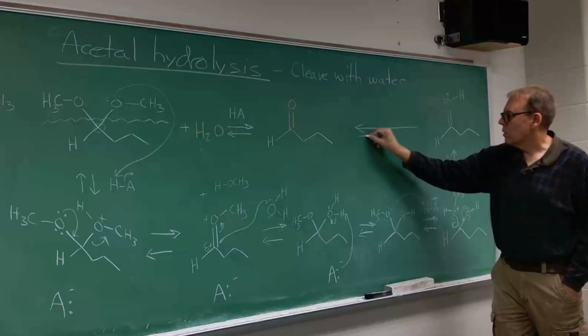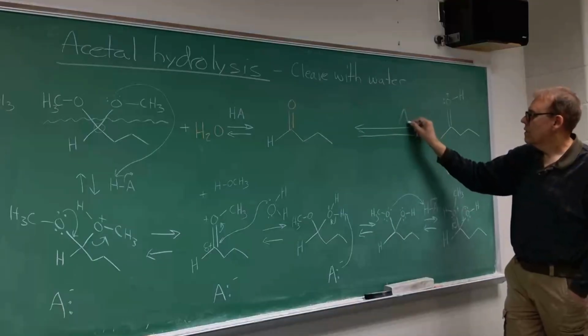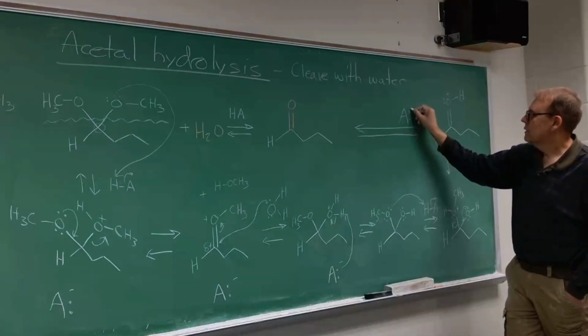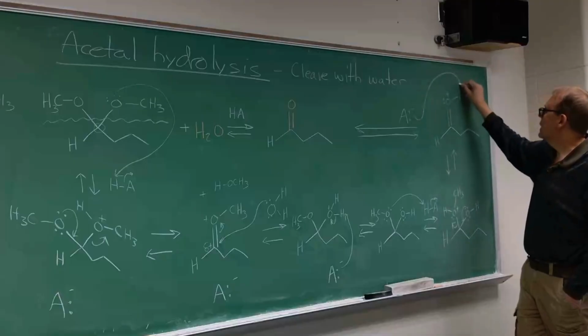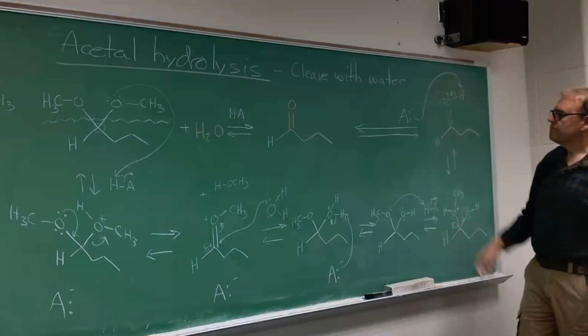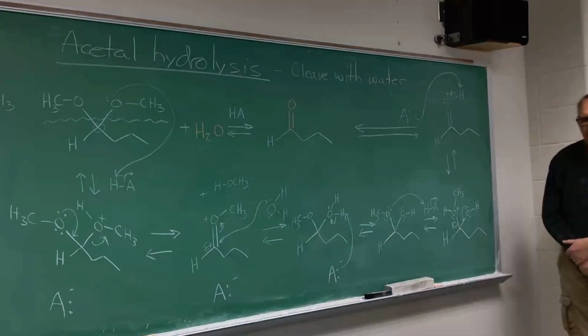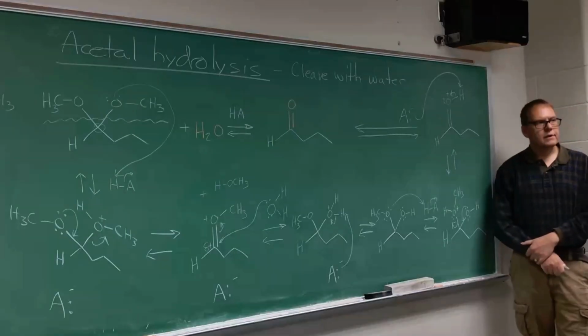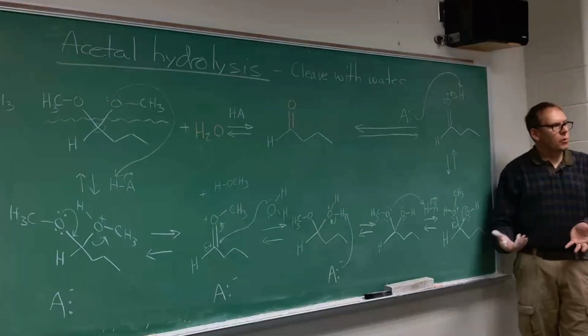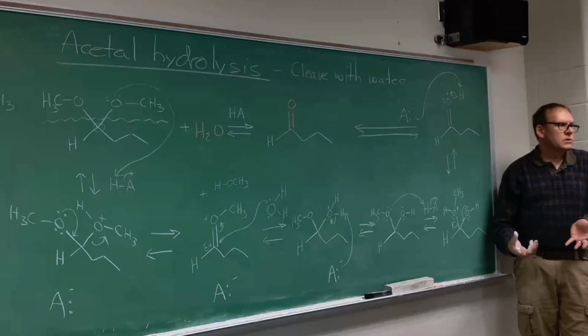And the way that that works is the A minus just comes and grabs that H. And you get to the ketone, and you also get your acid catalyst back. So that is the full process for acetal hydrolysis. Just the reverse of acetal formation, really. I mean, it's the same mechanism, just done in reverse.